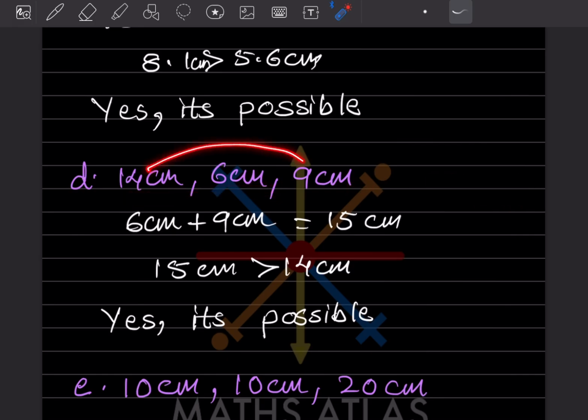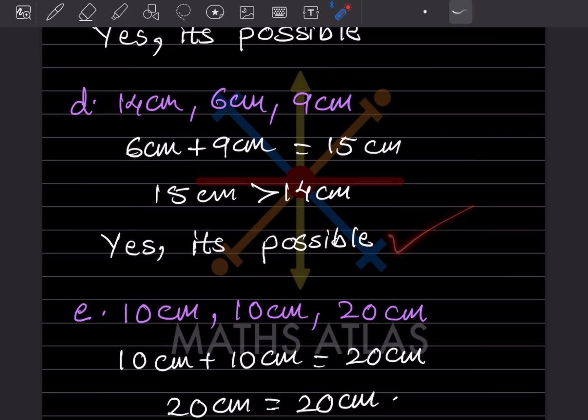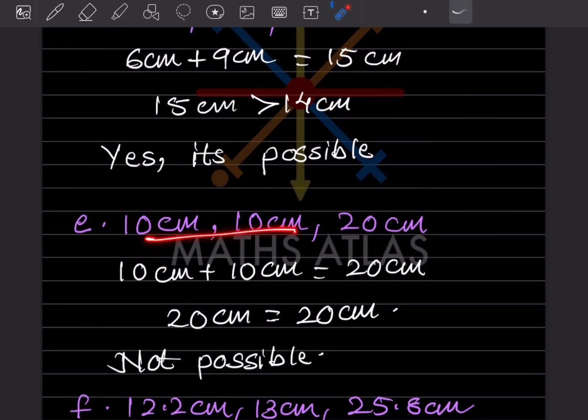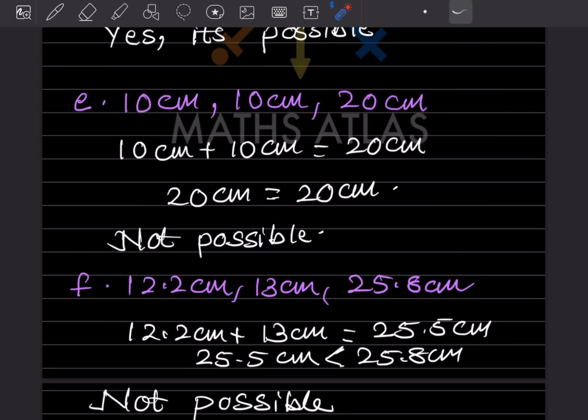Now if we take this and this one, that is going to be 23. 23 is greater than 6, so all three are possible. So we can say that's possible. Now here 10 plus 10 is 20. 20 is not greater than 20 when both are 20, so that's not possible. Now here we take this one, so that is going to be 25.5 and this is 25.8, so it is less, so that is not possible.